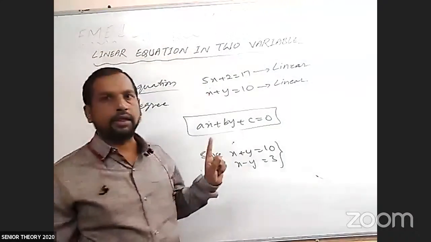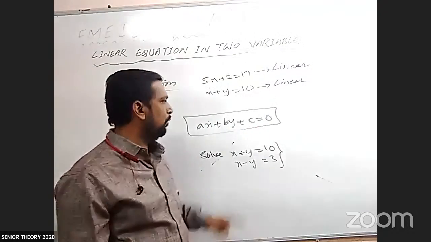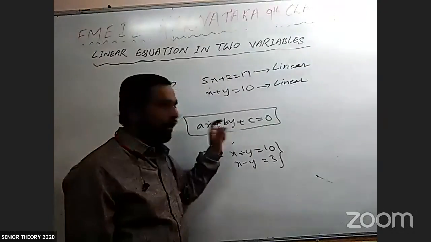And the standard form of a linear equation will always be ax plus by plus c equal to 0, where x and y are the variables.